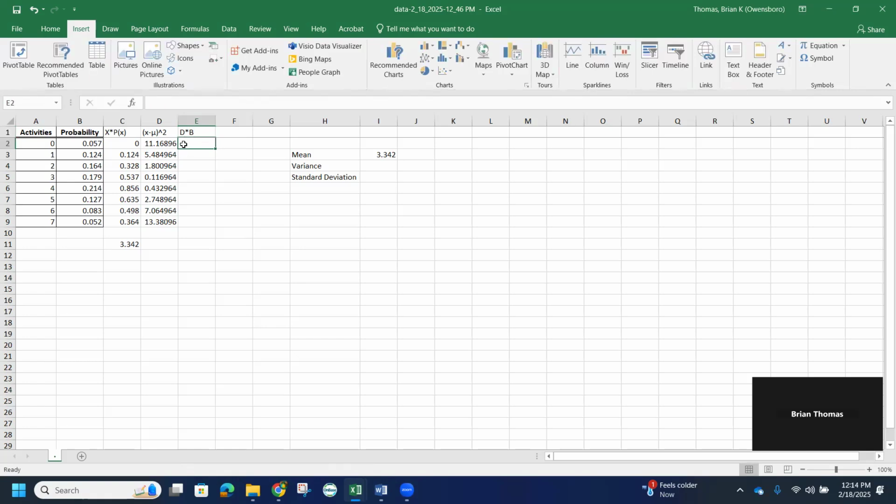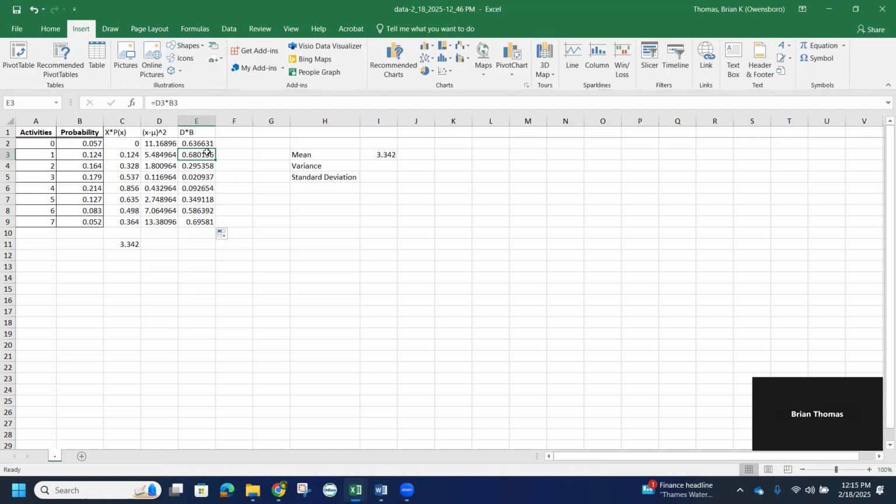So what I need to do is go D times B. So this means then to go D2, so equals D2 times B2, and that should give us a result. And then if I want to sum all those, well, first I have to do my calculations. So if I drag that formula down, it'll do all my calculations for me. So that's D3 times B3. So again, D3 times B3. It does all the calculations there.